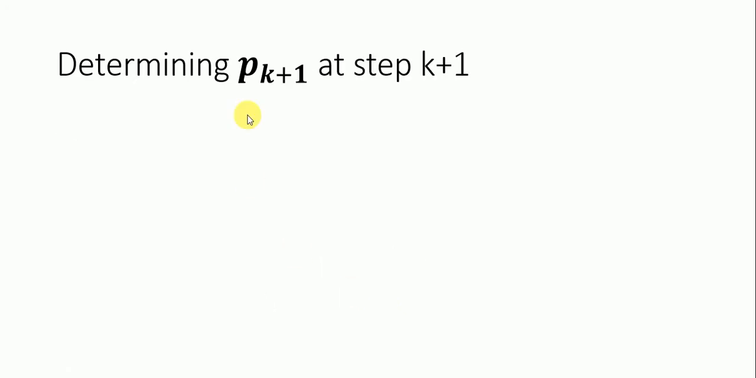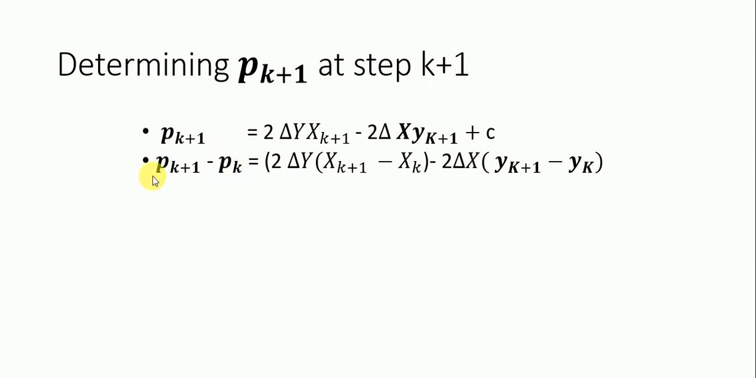What is p naught? Then we need to derive pk plus 1, that is pk for the next coming value. So pk plus 1, when it is k plus 1. By substituting k plus 1 for k in the previous pk, you have pk plus 1 minus pk, and you get a formula. Here xk plus 1 equals xk plus 1, so that means every time you are going to go to the next pixel.